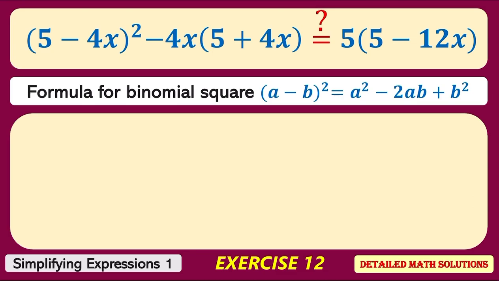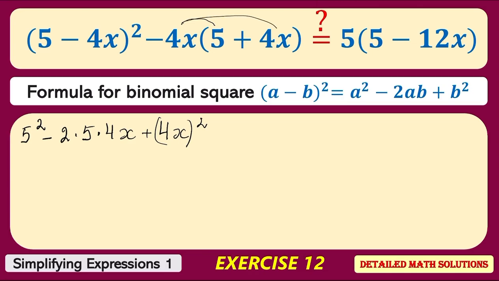The number 5 corresponds to the a in the formula, and 4x corresponds to the b in the formula. So when I apply the formula for binomial square, this equals 5 squared minus 2 times 5 times 4x plus 4x in parentheses squared. Next, I need to open parentheses by multiplying 4x by 5 and then by 4x.